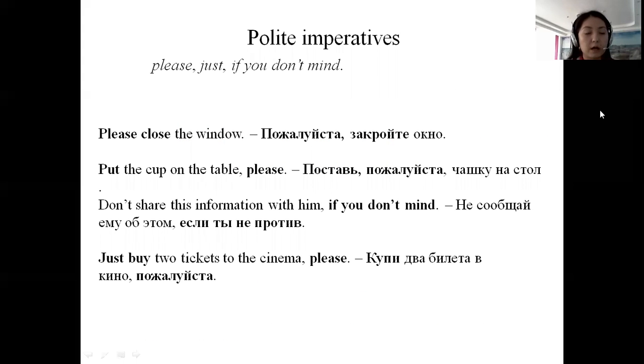And next, don't share this information with him if you don't mind. Не сообщай ему об этом, если ты не против. Если ты не против, you don't mind. And the last one, just buy two tickets to the cinema, please. Купи 2 билета в кино, пожалуйста.